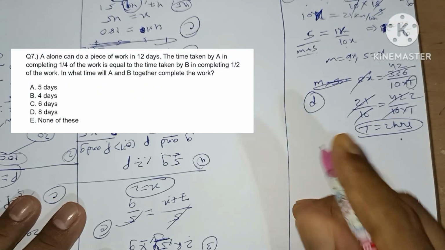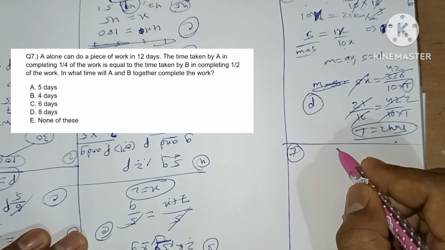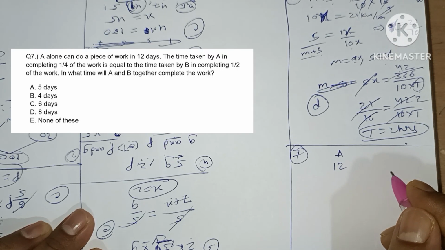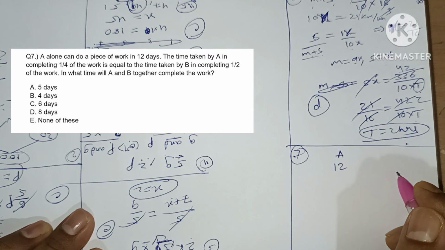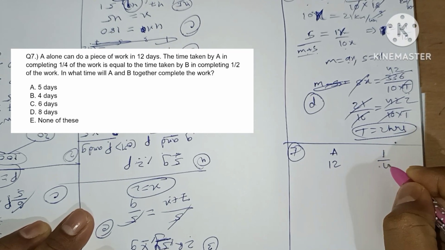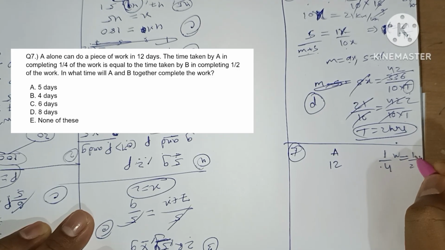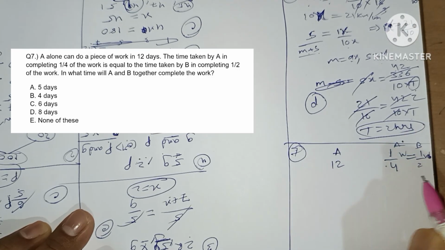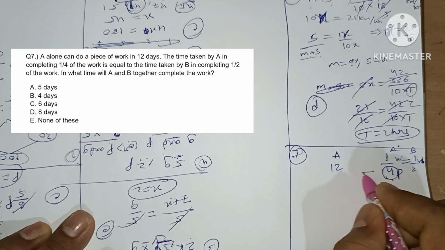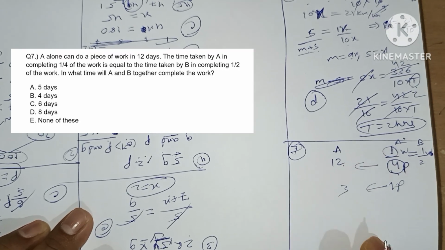Next, seventh question. A alone can do a piece of work in 12 days. The time taken by A in completing 1/4 of the work is equal to the time taken by B in completing 1/2 of the work. So A's 1/4 work is equal to B's half work. So A's total work will be 4 parts, and 4 parts of work will be completed in 12 days, which means one part of work will be completed in 3 days.